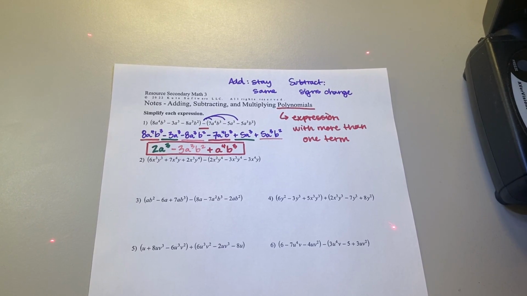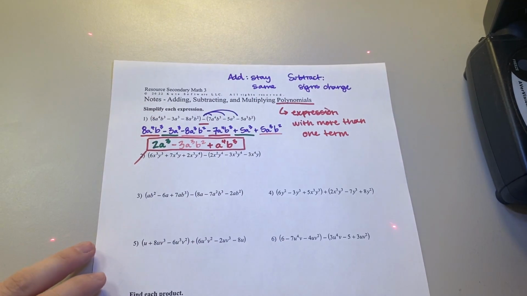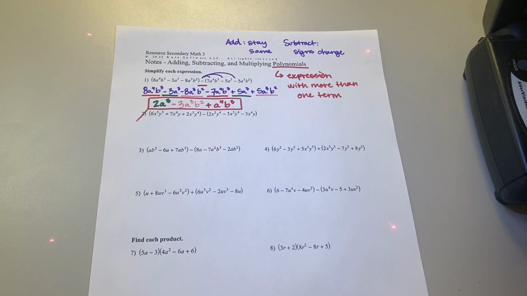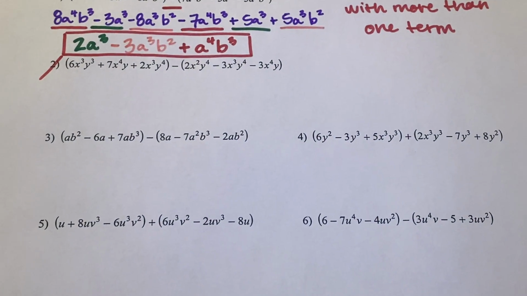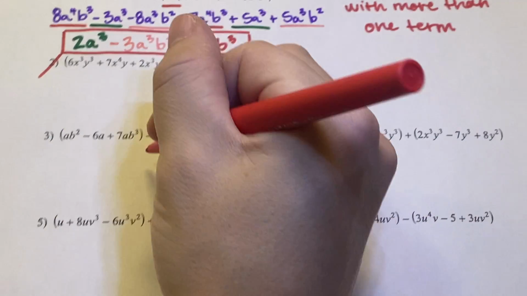Okay, so we're skipping number 2. Don't care about that guy. Let's look at number 3. Okay, look at my sign in the middle. Are we adding or subtracting? Subtracting. We're subtracting again, right?